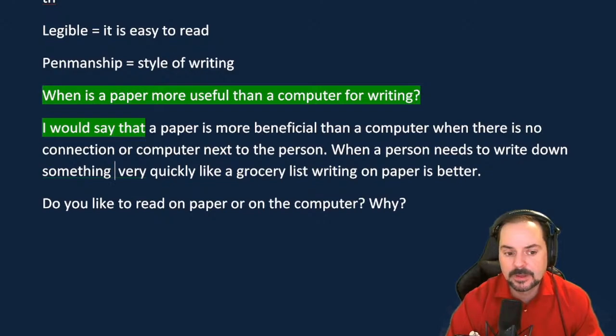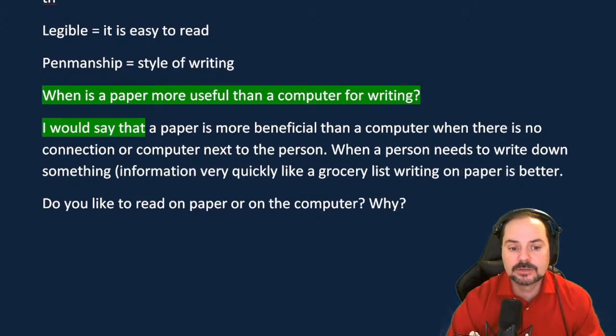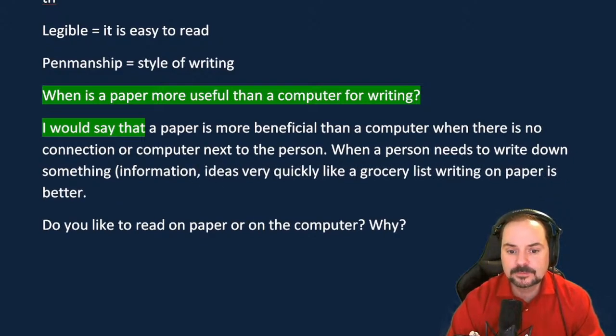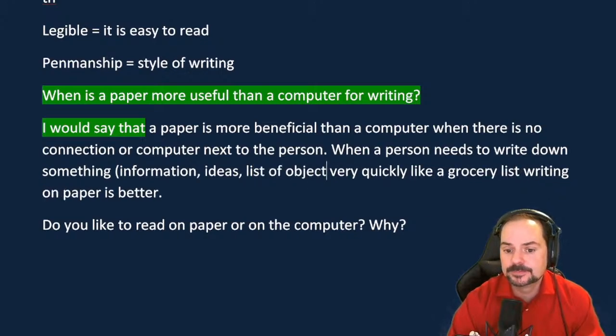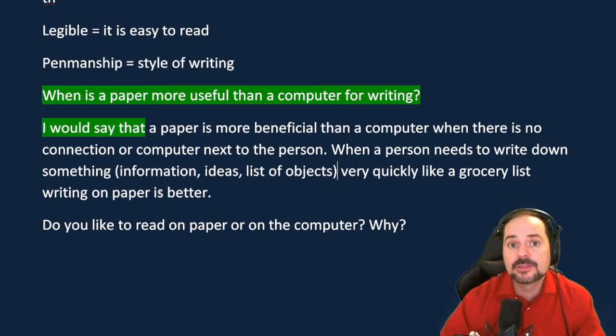Words is okay. Think about another one. Information, for instance. Information, yes. Or ideas. Or you could say list of objects. Okay, so replacing the words something, thing, and stuff will always lead to better communication. So you always want to practice that when you catch yourself saying something.